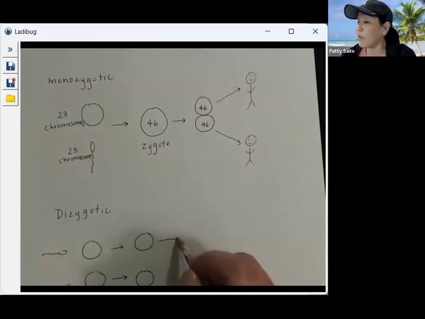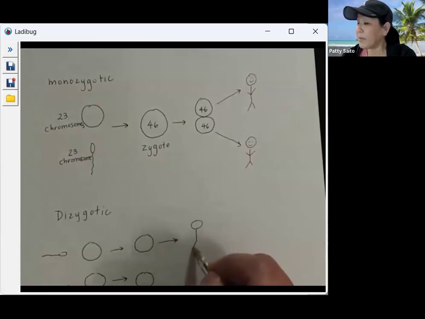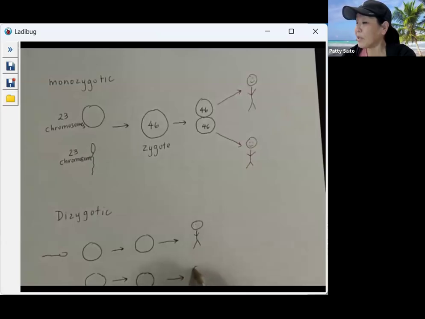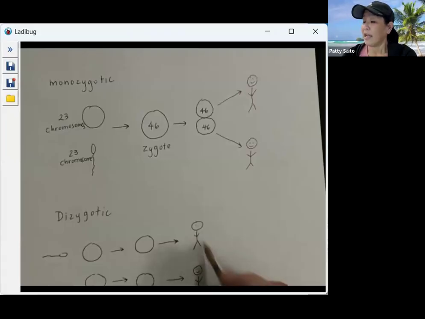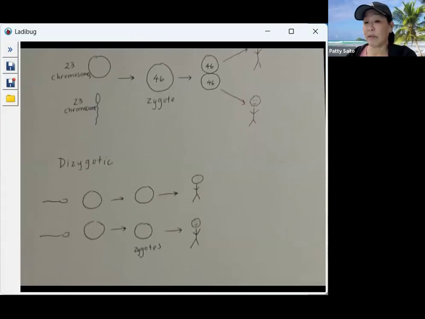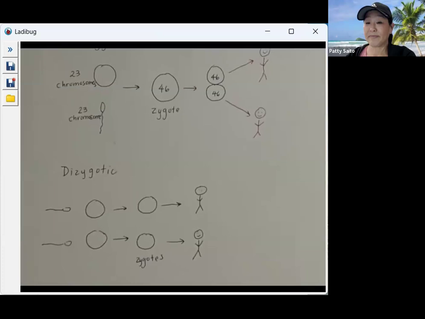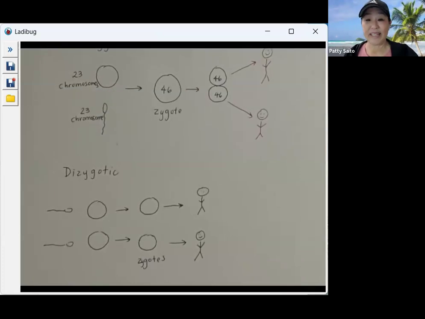And then each one will become a separate person, except they happen to be born at the same time. So they're like siblings. They have the genetic difference of siblings. Okay, hope that makes sense.